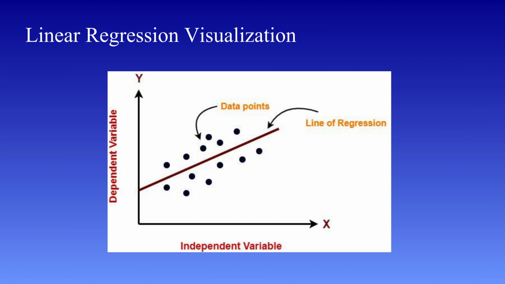Second, the strength of the relationship. If the data points are closely clustered around the line, it means the model fits well. If they are widely scattered, the relationship is weaker.